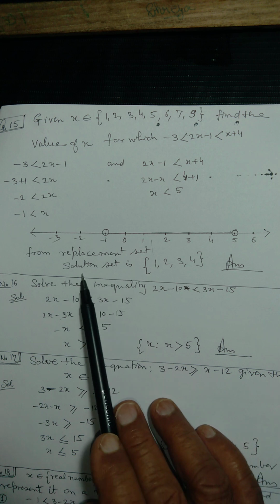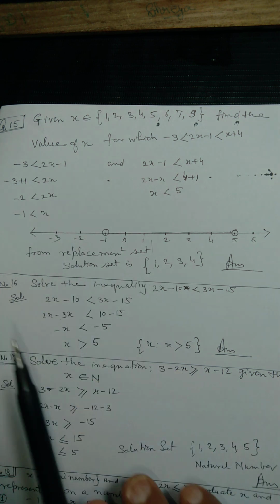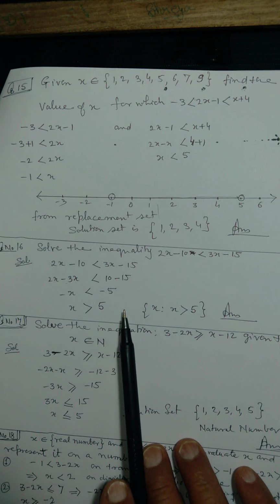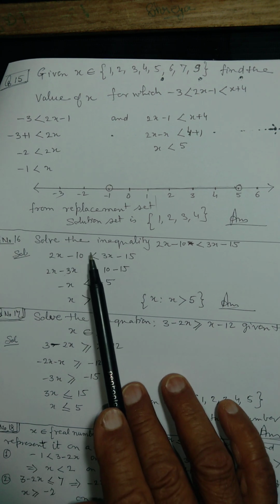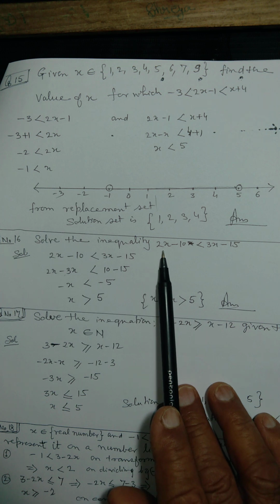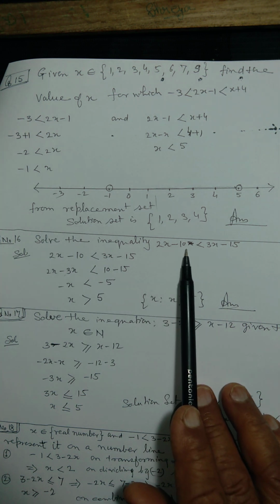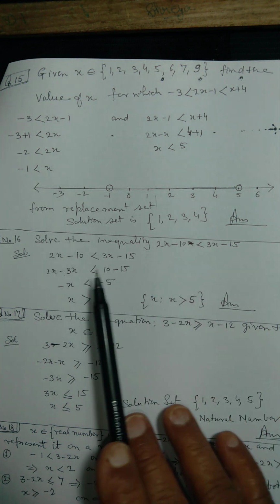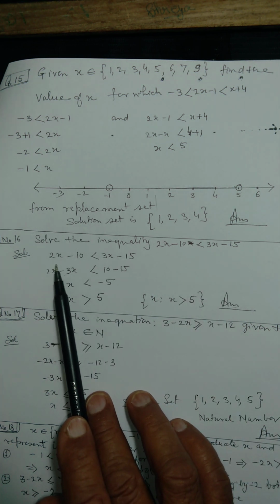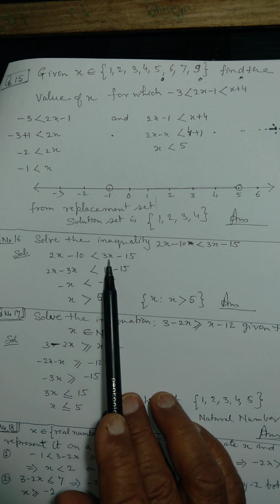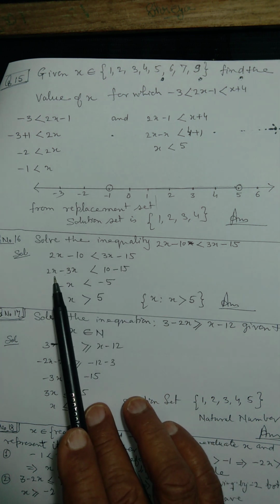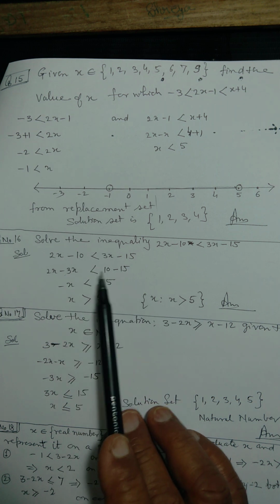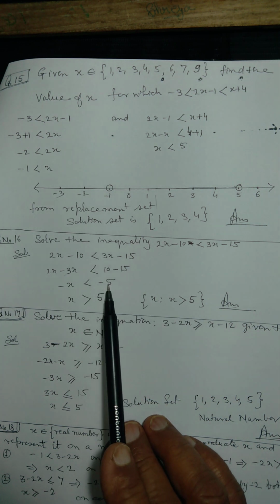So this will be the solution set of the question number 15. Now question number 16. Solve the inequality 2x minus 10 less than 3x minus 15. You see I have written again 2x minus 10 less than 3x minus 15. 2x minus 3x is less than 10 minus 15. So minus x is less than minus 5.